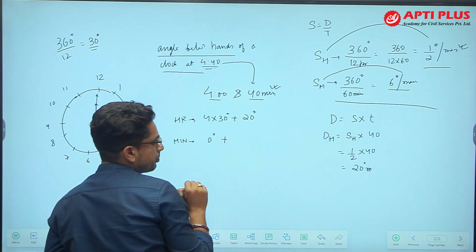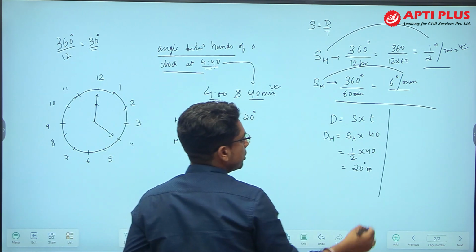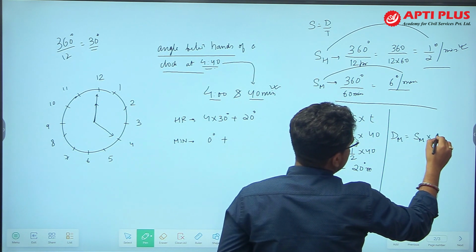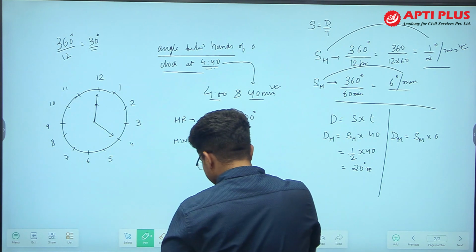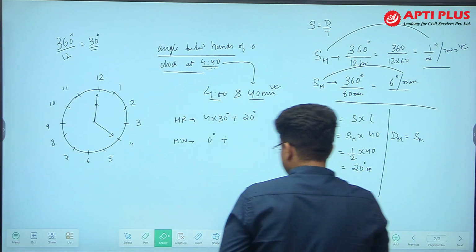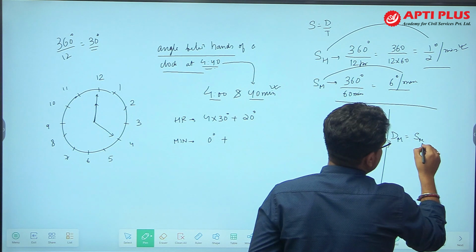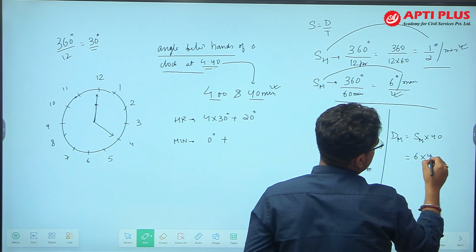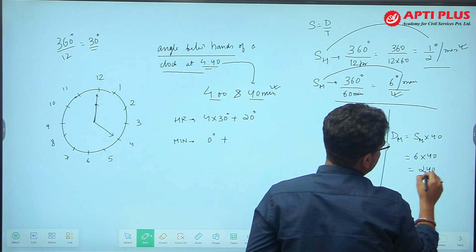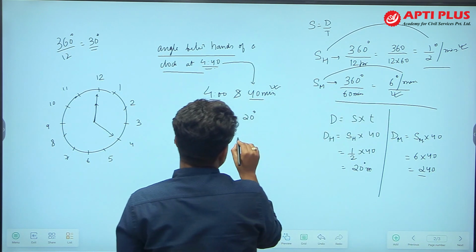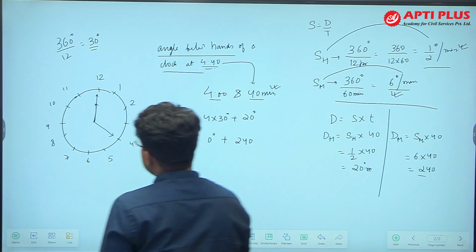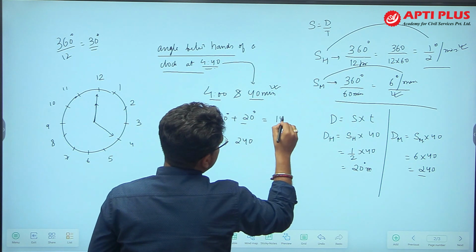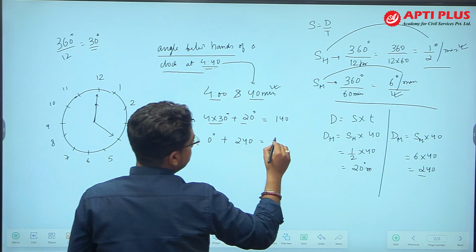Talking about this, what about the distance covered by the minute hand? The distance covered by the minute hand will be the speed of the minute hand into the time, which is 40 minutes. What is the speed of the minute hand? 6 into 40 will make it how much? 240. So, I can say this is 240. The total distance covered by the hour hand is going to become 120 plus 20, which is 140, and the total distance covered by the minute hand is 240.